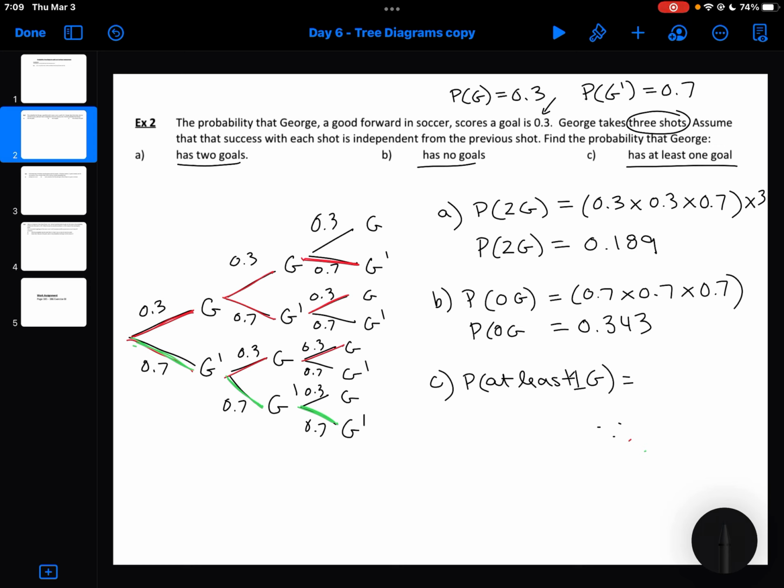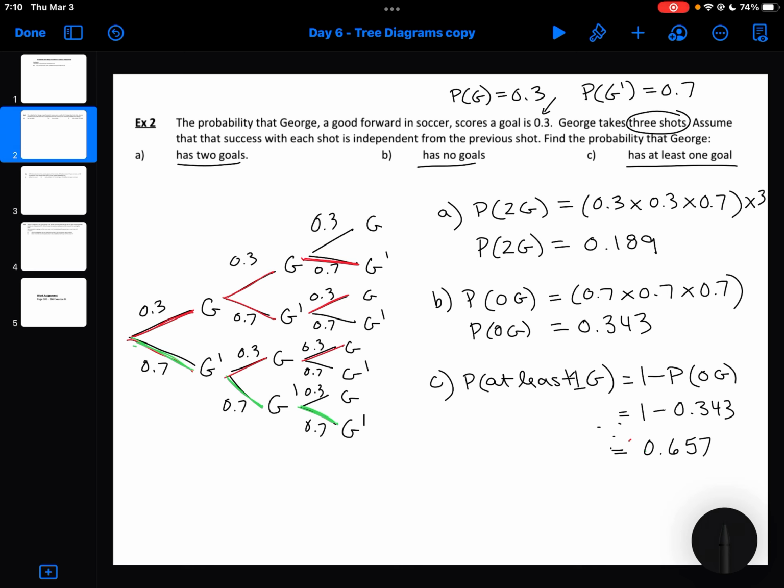Now my final option is the probability that George gets at least 1 goal. At least 1 goal. So this, I could count up all the pathways. I can also use a shortcut and say that the probability that he gets at least 1 goal would be 1 minus the probability that he gets no goals. I've already calculated the probability that he gets no goals. So I would do 1 minus 0.343. And I would get about 0.657 for his probability that he gets at least 1 goal.